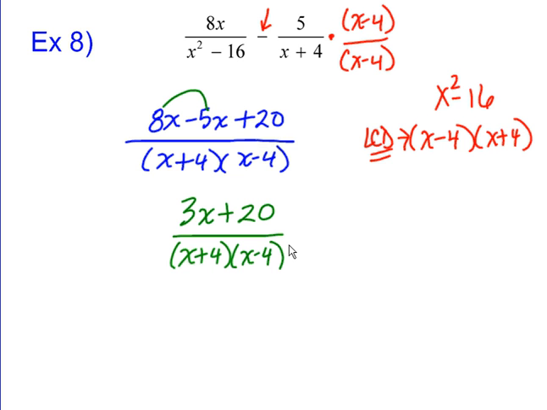There's nothing else I can factor out of 3x plus 20, so that's as simple as it's going to get. So hopefully this helped explain a little bit more about adding and subtracting rational expressions with unlike denominators.